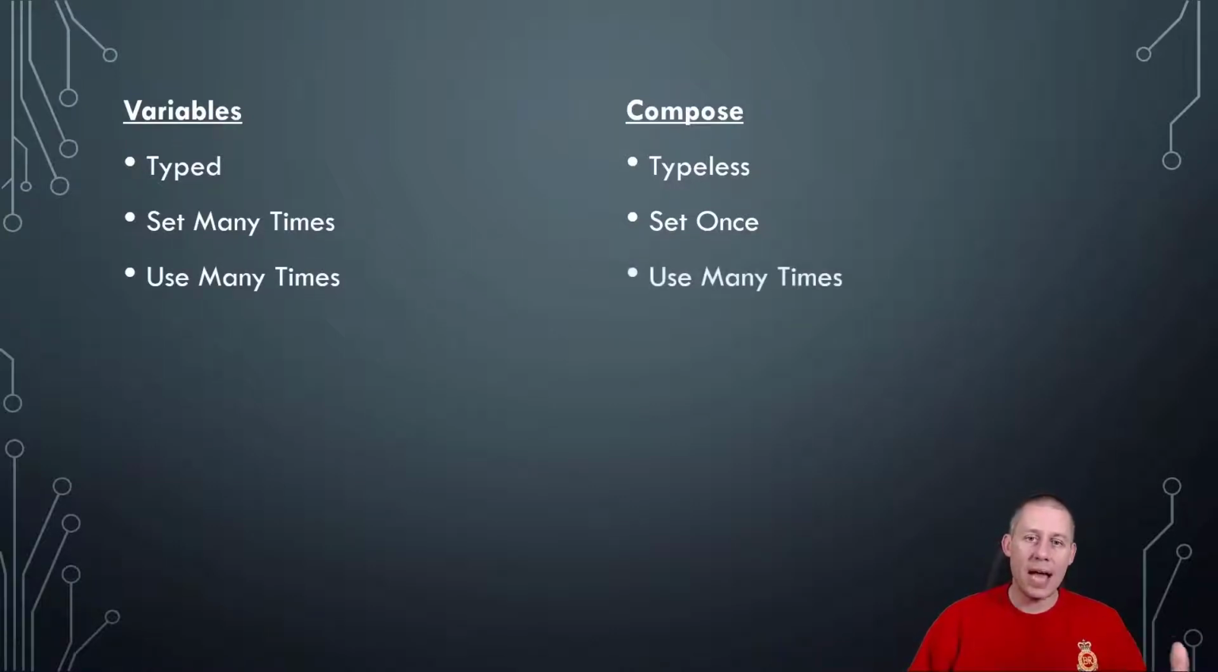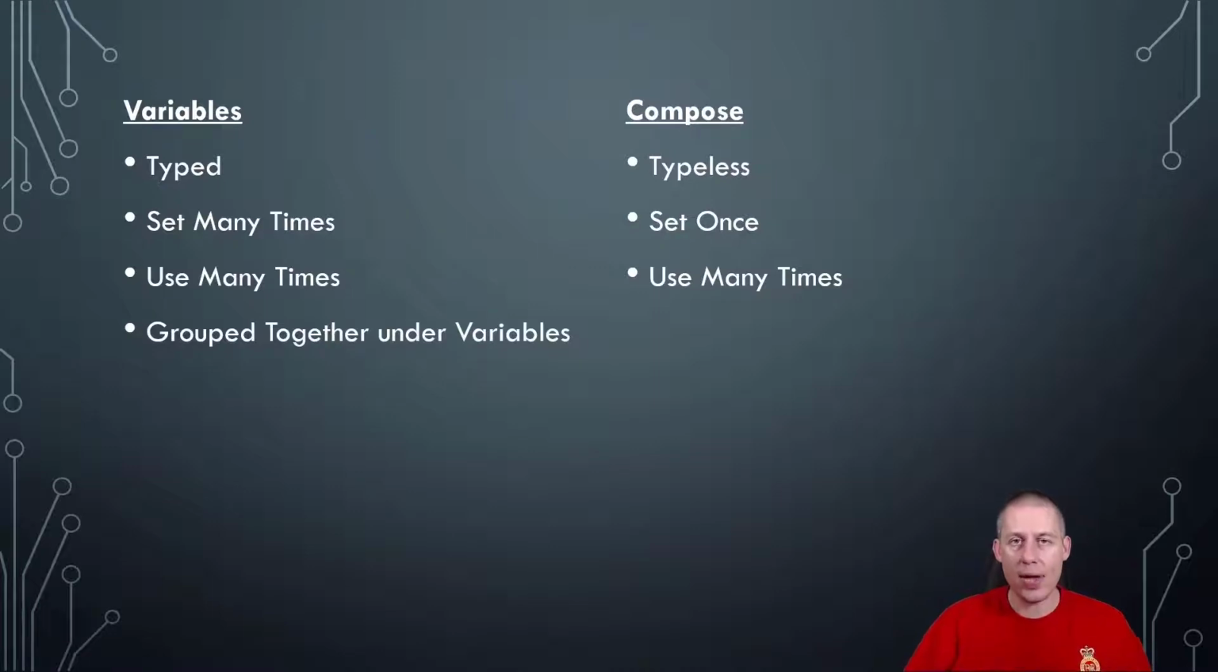But both variables and compose are designed to take whatever data we give them and allow us to reuse it multiple times. So for example, rather than typing something multiple times throughout my flow, I can store it in a variable or I can store it in compose, and then I can reuse that content or data as we go through. It means that I don't have to keep rekeying things all the way through.